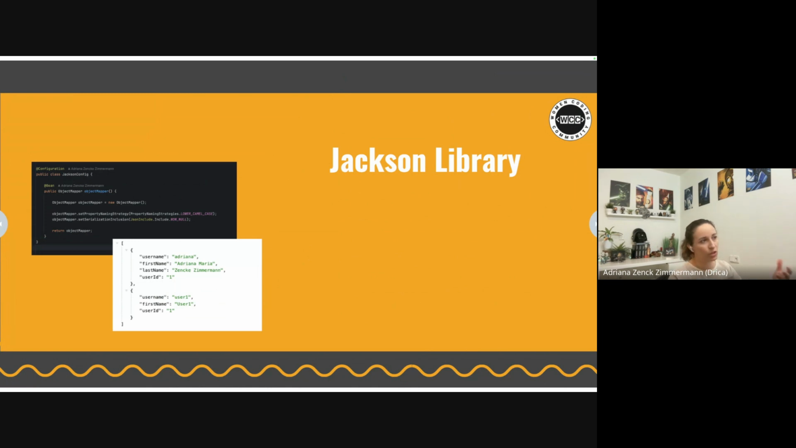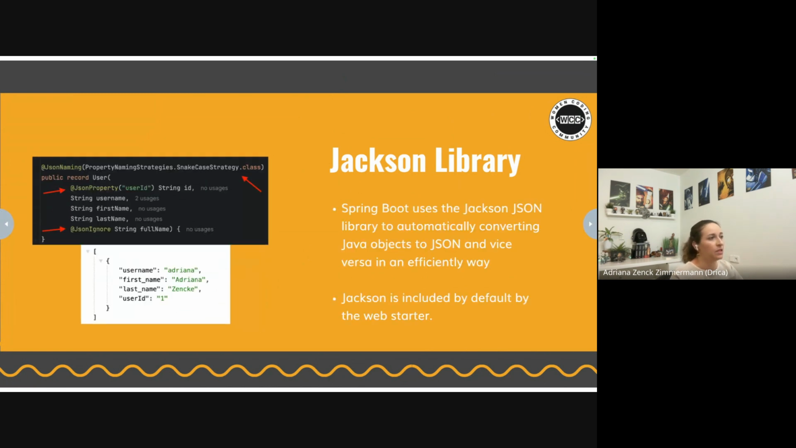This is supported in both ways by Jackson, just by configuration. And this can be done in many ways. You can do it by the domain class, in that case, user here. And if you have multiple APIs, one can have snake case, the other can have camel case, and that's the flexibility you have from Jackson.